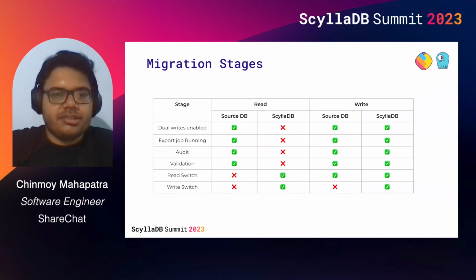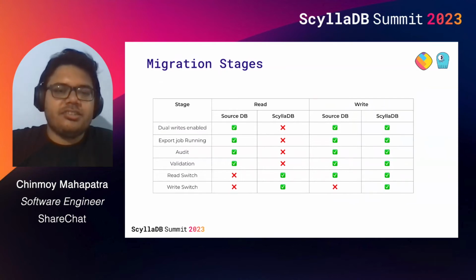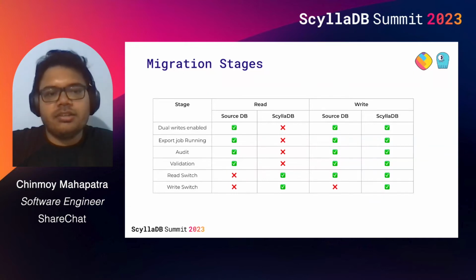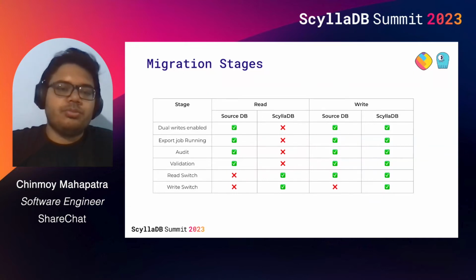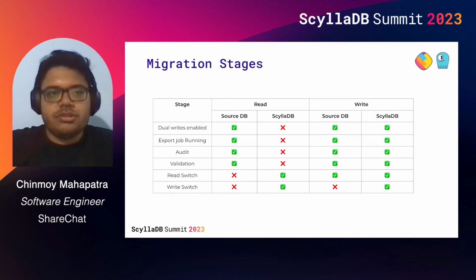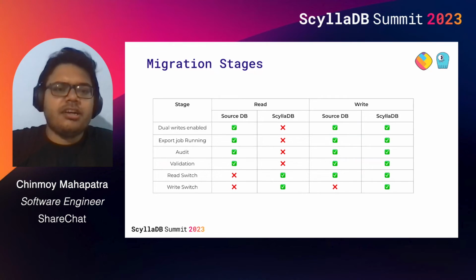Then we have an audit phase where during read phase, we read from source DB, but we also read from ScyllaDB and compare the data. And if there are any failures, we write to the failure topic, as mentioned before. But we keep on writing to both source DB and ScyllaDB. Then we also have a validation phase. This happens mostly for the live data. People generally write a job which takes last 3 months or 6 months of data for all the rows, and they basically compare and say if there are any inconsistencies.